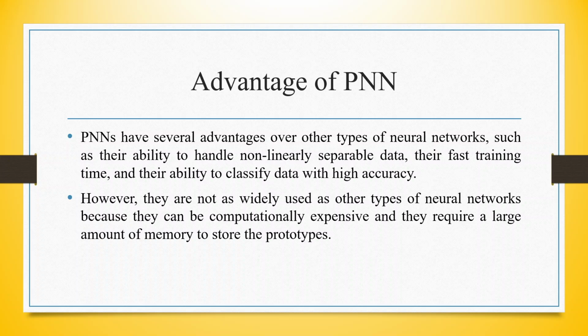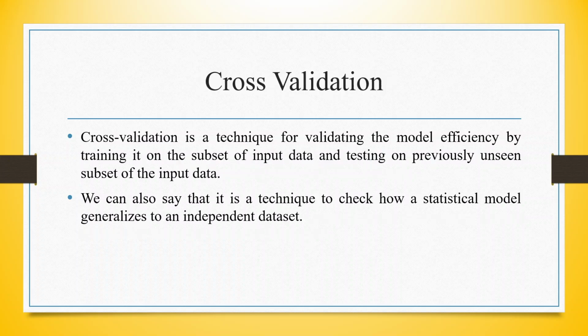However, they are not as widely used as other types of neural networks because they can be computationally expensive and they require a large amount of memory to store the prototypes. To increase the classification accuracy, in this video we are going to talk about cross-validation. Cross-validation is a technique for validating the model efficiency by training it on a subset of input data and testing on a previously unseen subset of the input data. We can also say that it is a technique to check how a statistical model generalizes to an independent data set.